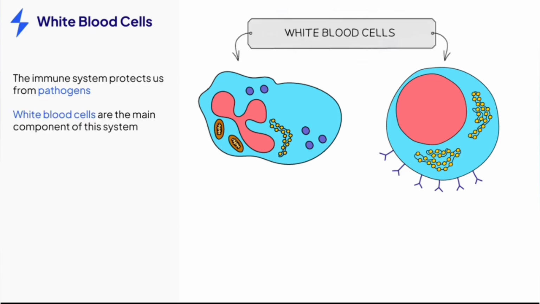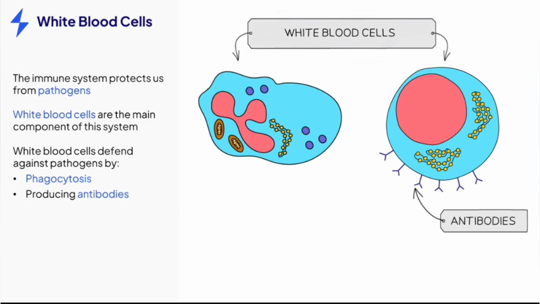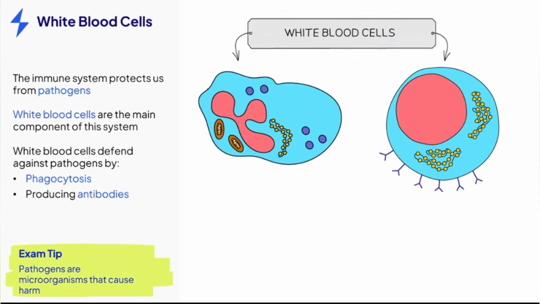There are a number of types of white blood cells, which all have their own role in defending the body against pathogens. Phagocytes do this by engulfing pathogens during the process of phagocytosis. Other types of white blood cells, called lymphocytes, will produce antibodies in response to the presence of a pathogen. Remember that pathogens are microorganisms such as bacteria and viruses that cause us harm and trigger an immune response.